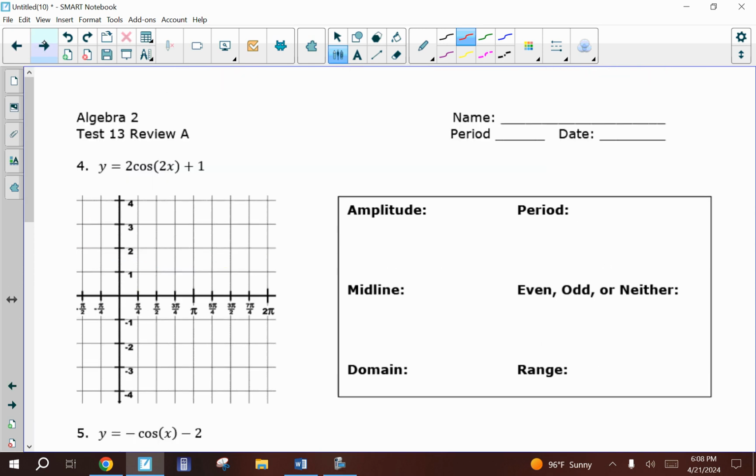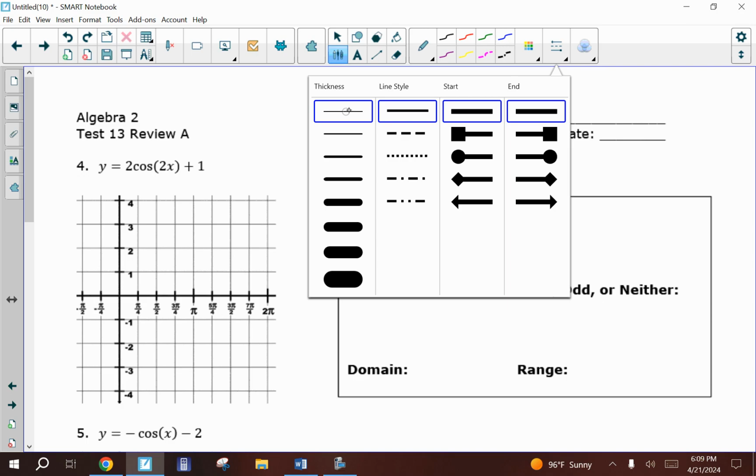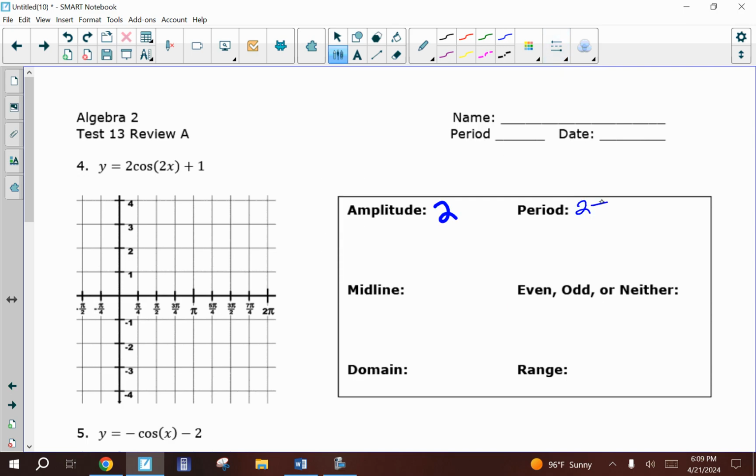So, okay, next. This one, let's see what we got. We've got a 2 up in the front that tells us the amplitude. Now this one has a 2x, so the period is no longer pi. So we're going to have to use 2 pi over b. And b is that 2 right in front of the x. So that means my period is pi. My midline is always located over here at the end. So this is y equals 1, and you have to write y equals. And then we'll get the rest of the stuff once we have the picture.